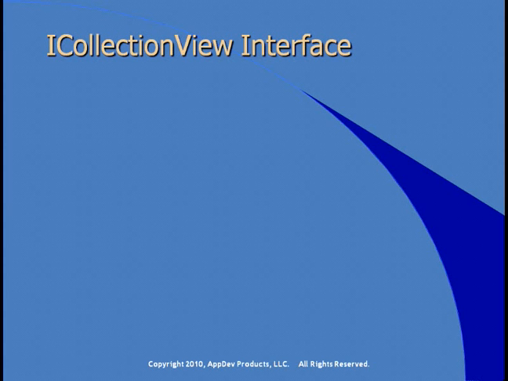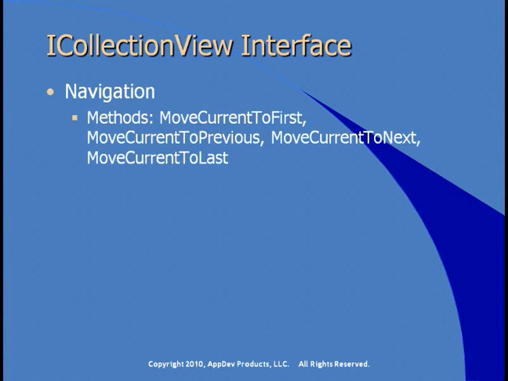Now, once you have a reference to the view, then you can do things like navigate. You can call methods like MoveCurrentToFirst, MoveCurrentToPrevious, MoveCurrentToNext, MoveCurrentToLast. And you can also use properties like CurrentItem or CurrentPosition. So the navigation methods obviously give you the ability to put on a window first, previous, next, and last buttons and let the user scroll through a collection. You want to know which item you're on? That's CurrentItem. You want to know the position of the item you're on? That's the CurrentPosition property.